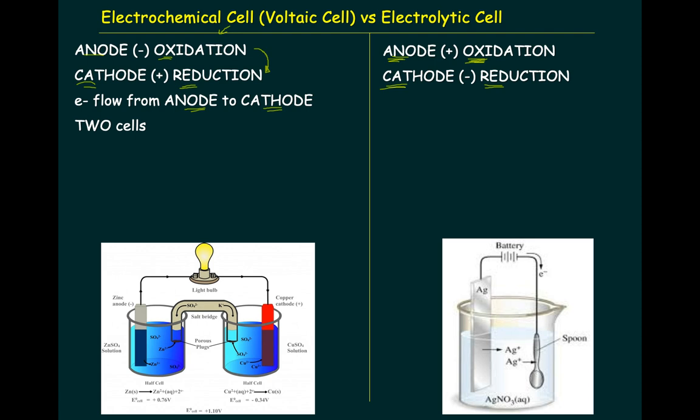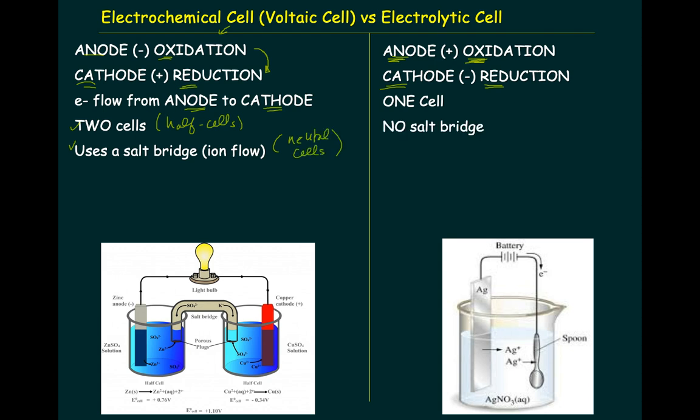Also, in the voltaic cell, we have two cells. You have two half cells, where you only have one cell in the electrolytic, which is the main cell where everything's taking place. You do have a salt bridge in the voltaic cell, where you have ion flow to keep those cells neutral. You need neutral cells for the electrons to pass. And you have no salt bridge in the electrolytic cell because you have this electron pump that's pushing the electrons through.